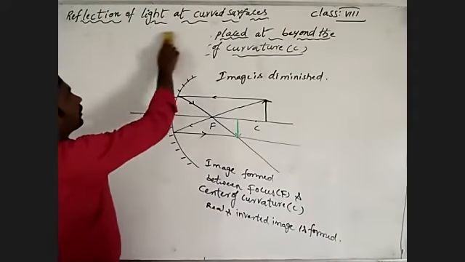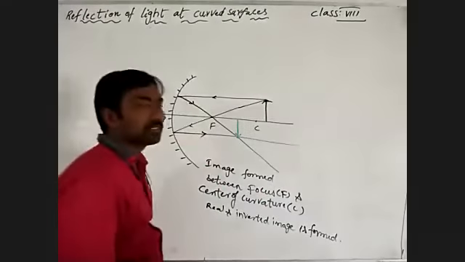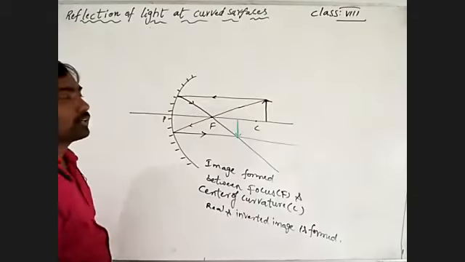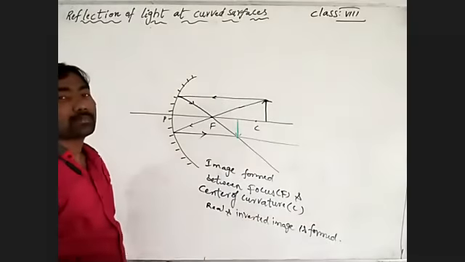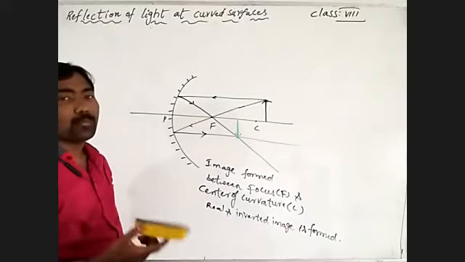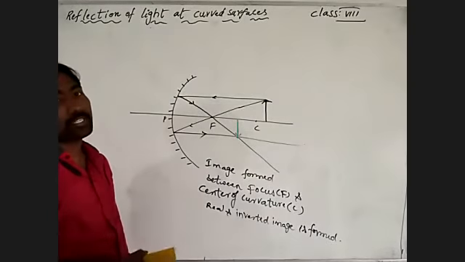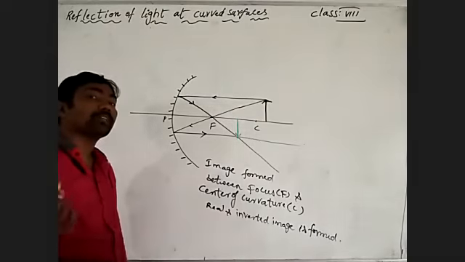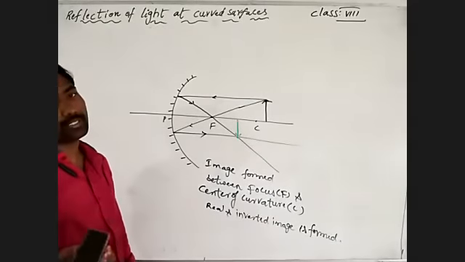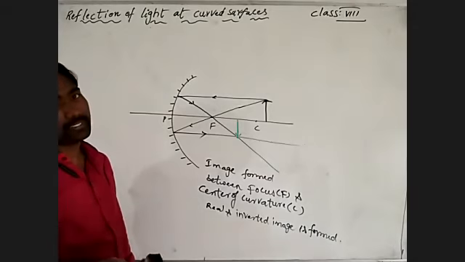Then, how many drawings have we finished? Four types of drawings we finished. One is when an object is placed at infinity, the image is formed at focus, inverted, real, point sized, highly diminished. When an object is placed at focus, the image is formed at infinity. The character of the image we cannot notice because it is at an unknown distance, but generally highly magnified, real and inverted.